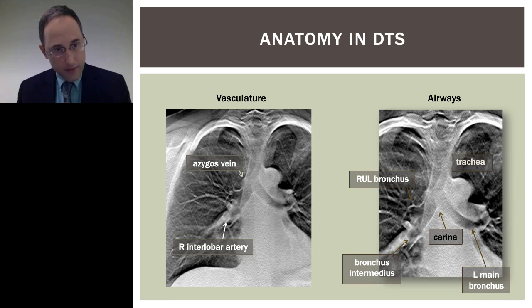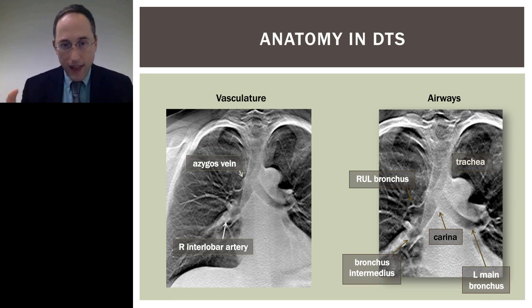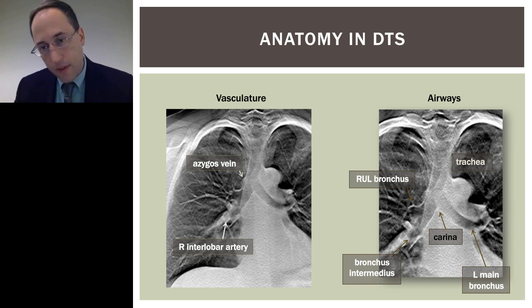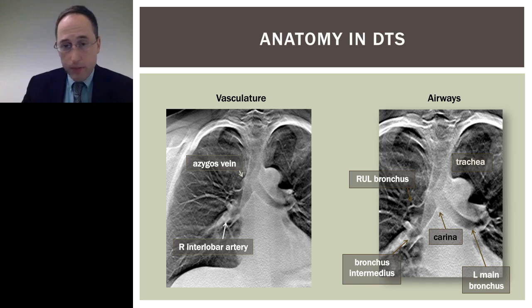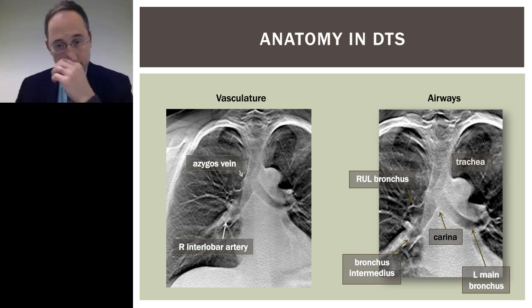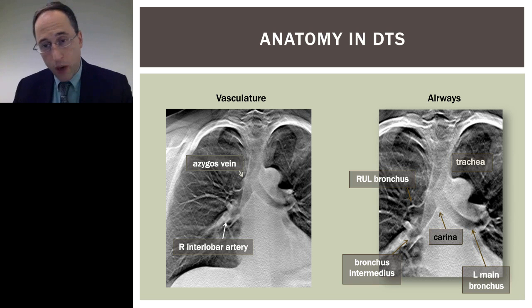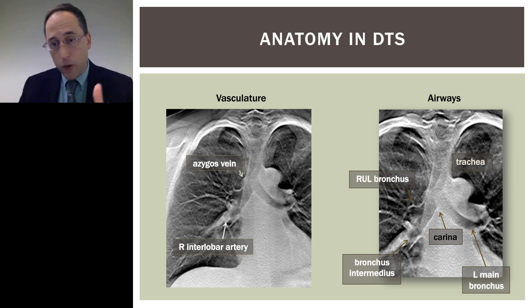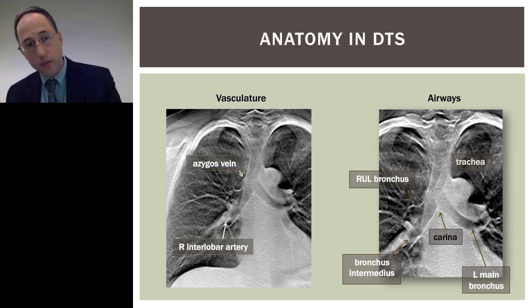I kind of stopped it around the level of the carina. And you can see the azygos there hooking right over the top of the right bronchus and plugging into the IVC. And then I've also labeled the right interlobar artery. In terms of airways, they are extremely crisp because they actually happen to line right up in the coronal plane, and you can see the carina is well demonstrated. Of course, the left bronchus intermedius, the trachea is very well seen.